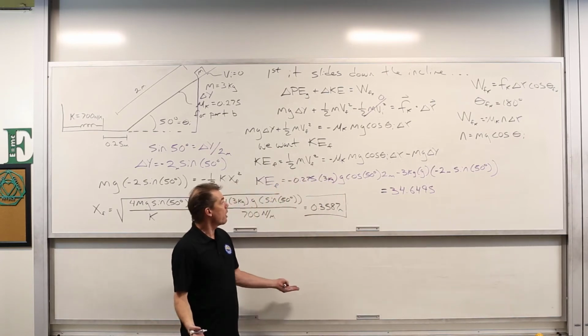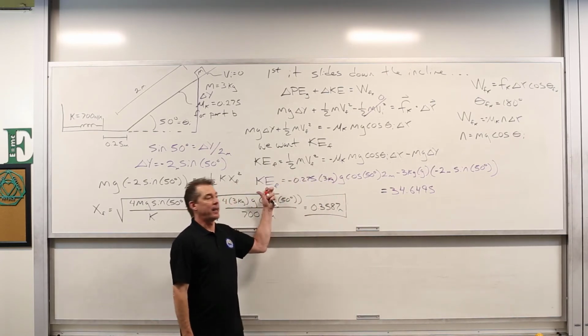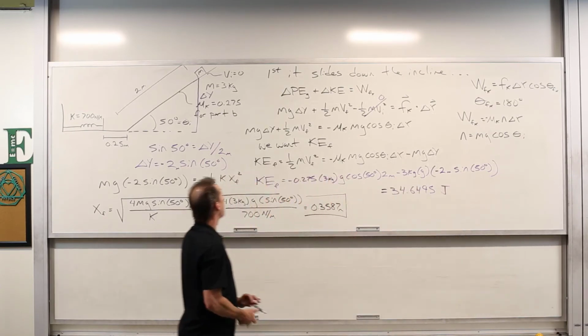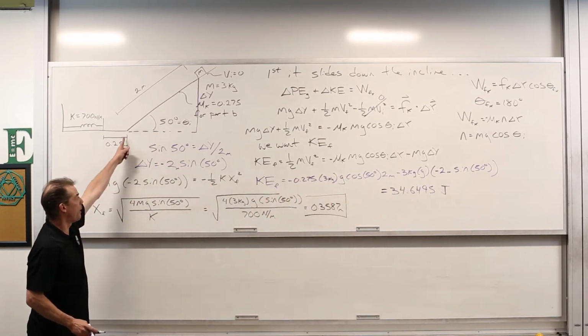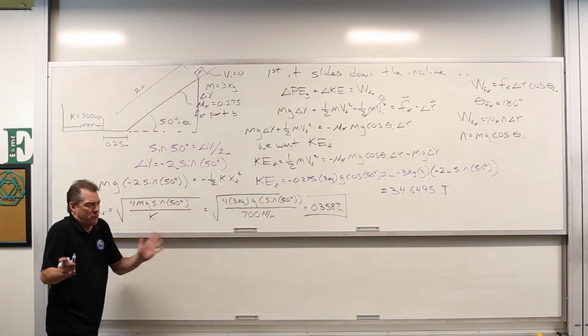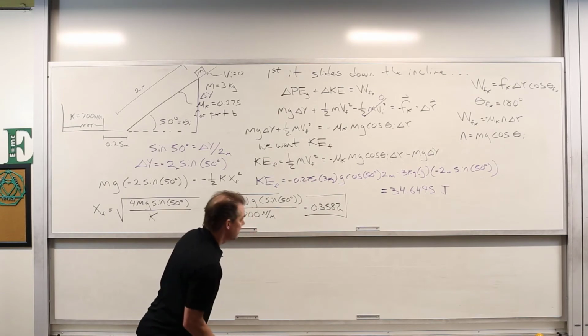34.6495, what are we solving for? The final kinetic energy. This is the number of joules of kinetic energy that this object has upon reaching the bottom. Can we make sure that we got something that seems at least within the realms of reason?